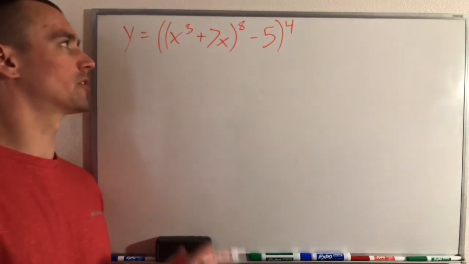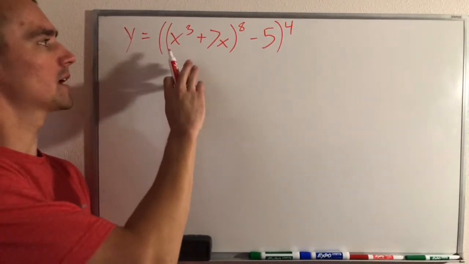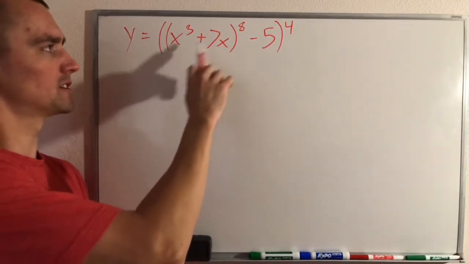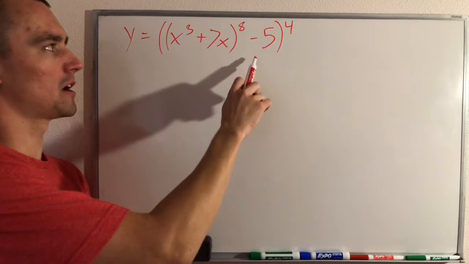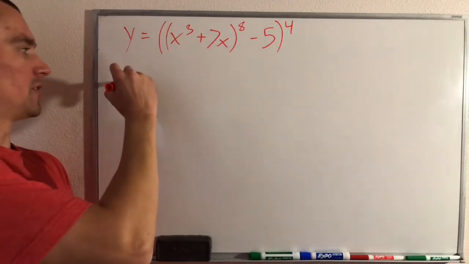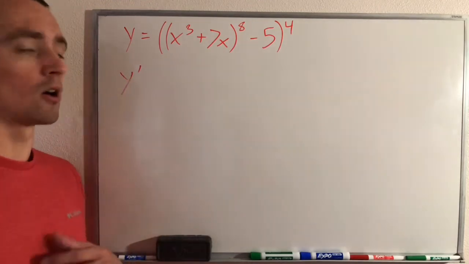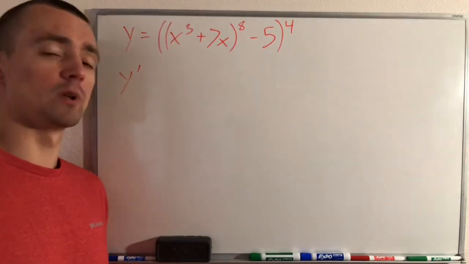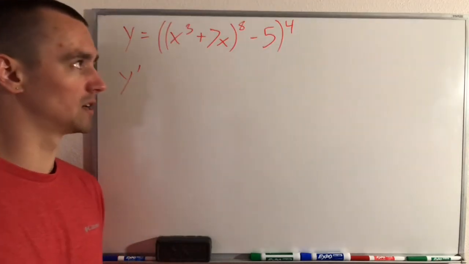So this is the function that we have: y equals (x cubed plus 7x) all raised to the 8th power, minus 5, and then all that raised to the 4th power. What we want to do is find the derivative of this function. That's our goal here. To do that, we need to use the chain rule because we have a composite function, right?